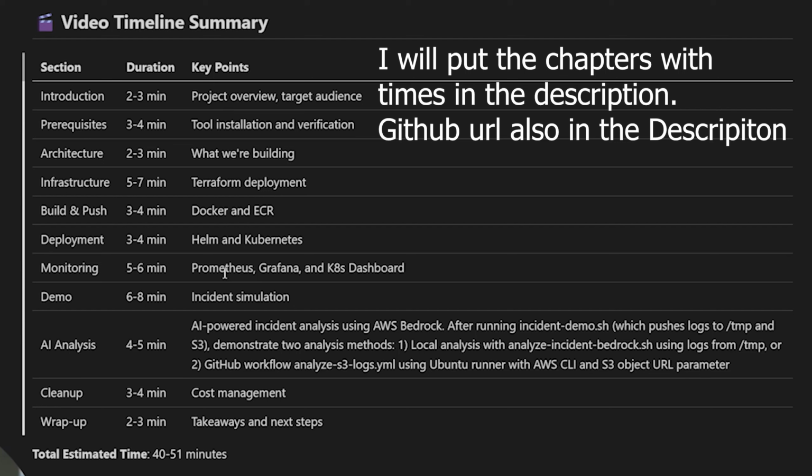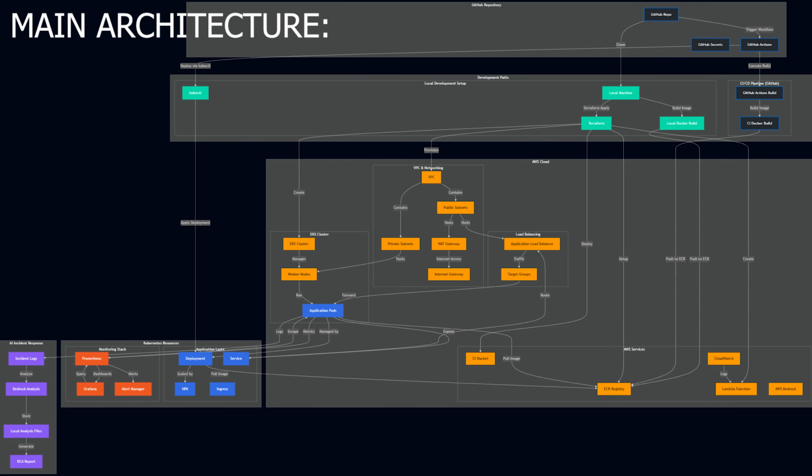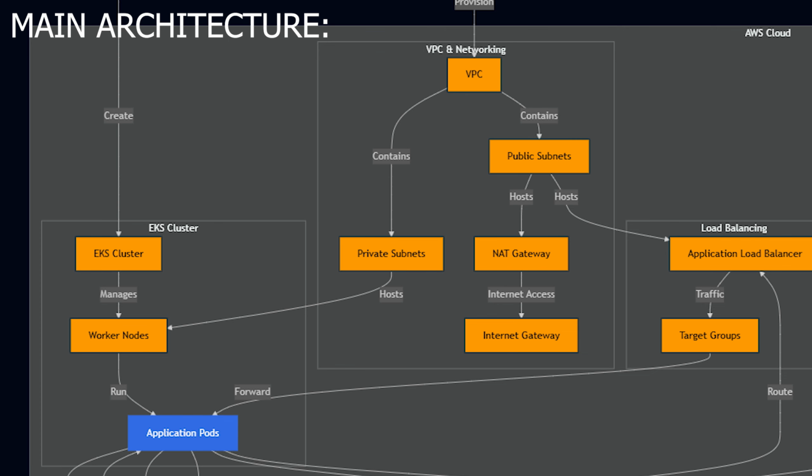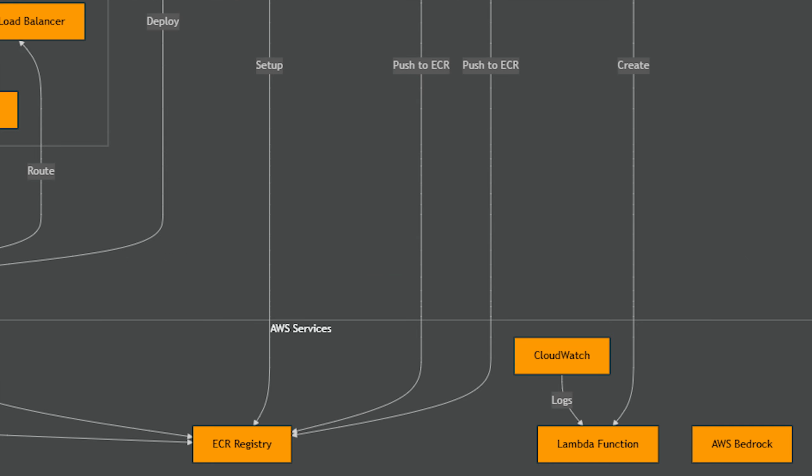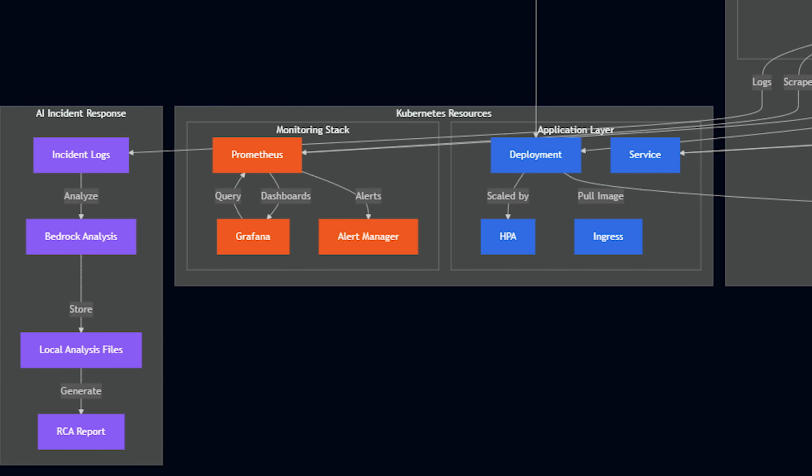So here we have the table of contents of today's video. Hope you enjoyed it. Here we have our main architecture, the main flowcharts, what we are going to be provisioning, what we are going to be deploying, all our resources, all our namespaces. Enjoy.